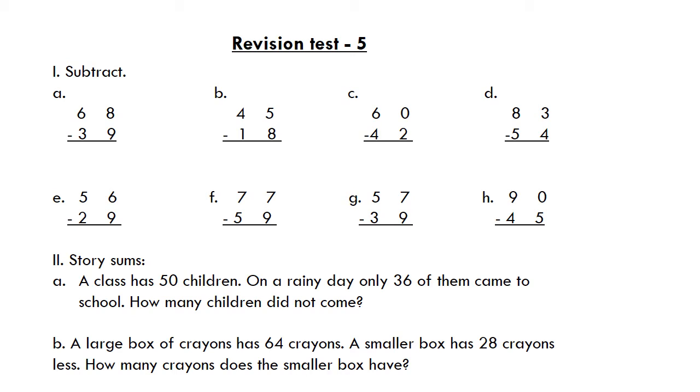B. A large box of crayons has 64 crayons. A smaller box has 28 crayons less. How many crayons does the smaller box have?